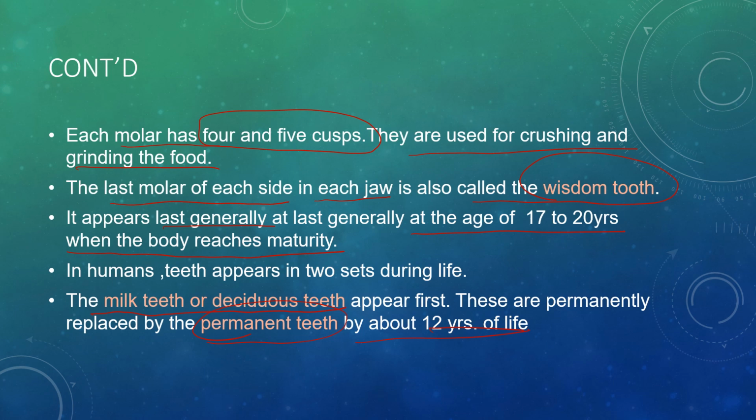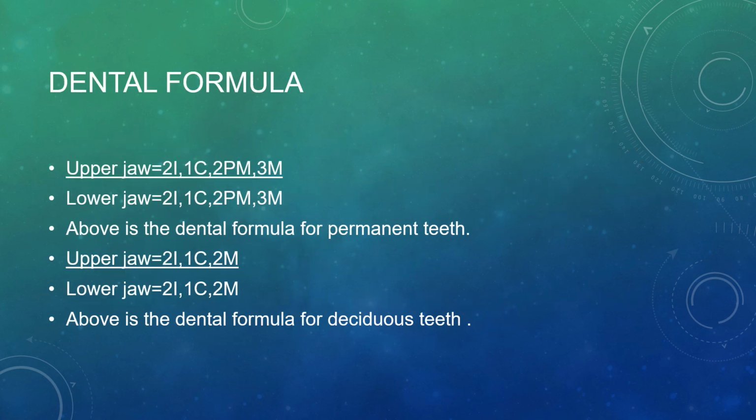Now we should know the dental formula, how the teeth are arranged in the upper jaw as well as the lower jaw. Let us see that dental formula. First let me tell you what this means. I is incisor, C is canine, PM is premolar and M is molar.